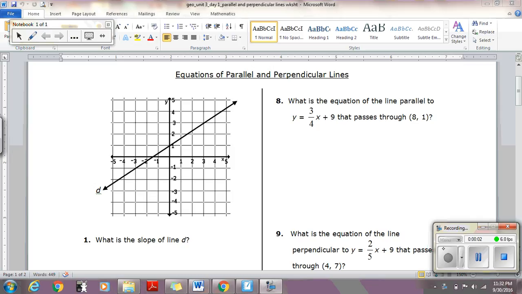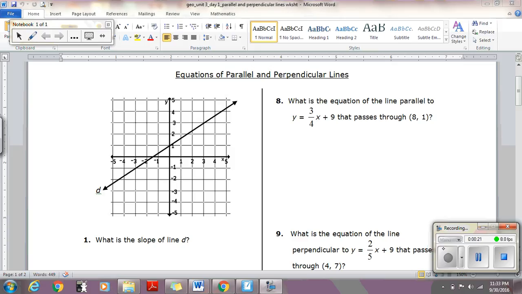Alrighty, I'm going to help you work out the front side of this worksheet, equations of parallel and perpendicular lines, and then you just mimic some of the same processes on the back side because the problems are very similar.